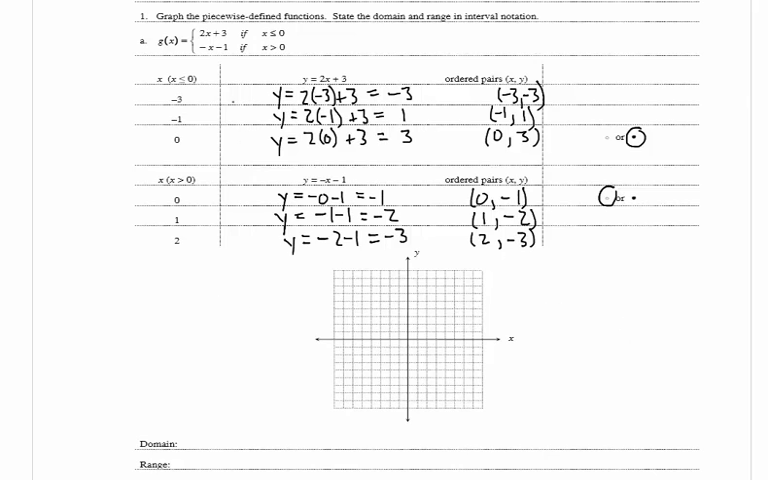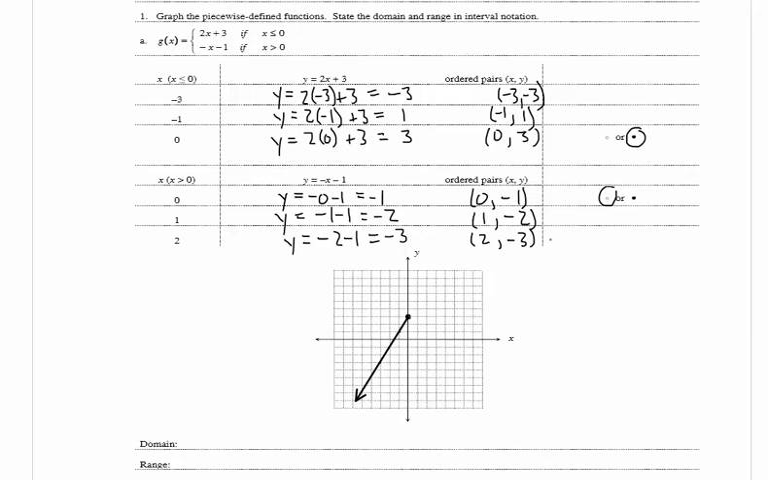So the first thing I'm going to do is look at the piece of the function that's 2x plus 3 and plot all the ordered pairs. So we have negative 3, negative 3. And I have negative 1, 1. And 0, 3. And because 0 can be included in 2x plus 3, we have a solid dot here. And now we're going to draw this piece of the function.